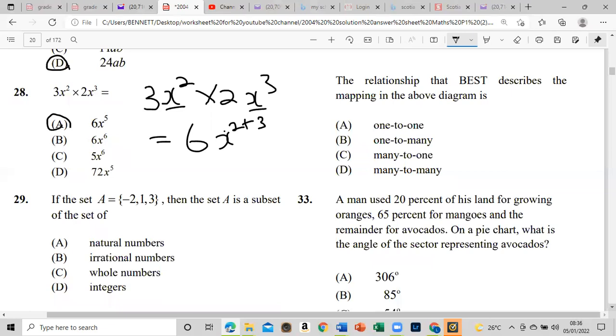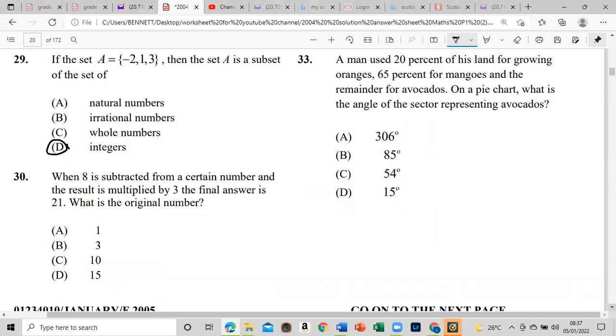If the set A is equal to negative 2, 1, 3, then the set A is a subset of the natural numbers, irrational numbers, whole numbers, integers. It could be natural because natural numbers are 1, 2, 3, counting numbers, right? Whole numbers include 0. So if I have a negative, an integer is a set of positive and negative numbers. Let's move on to 30.